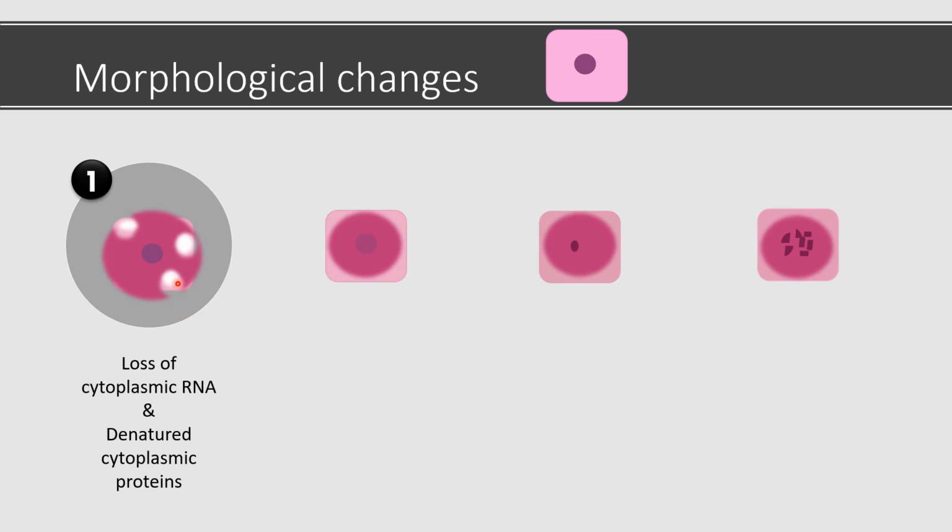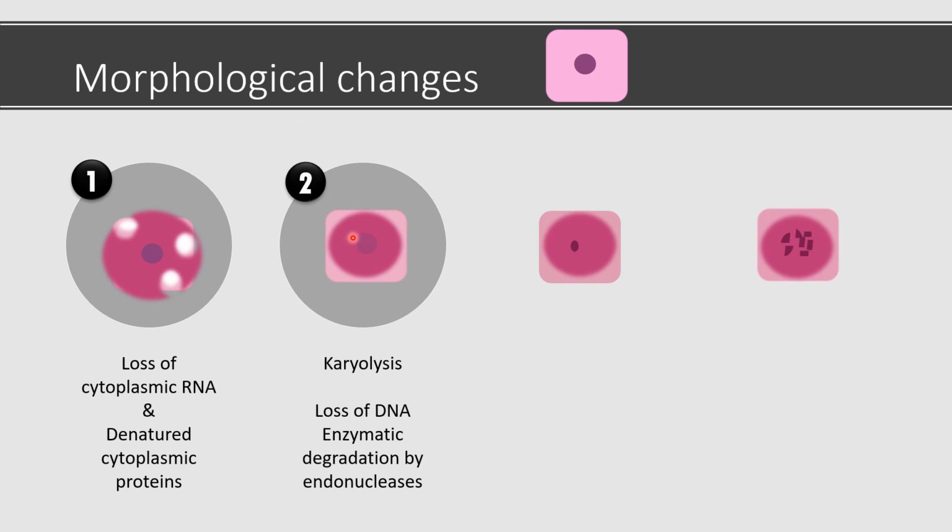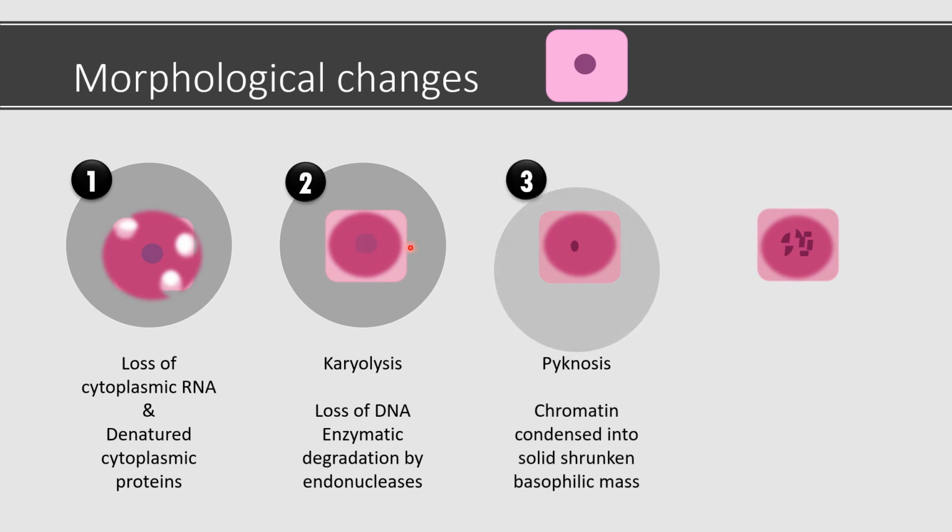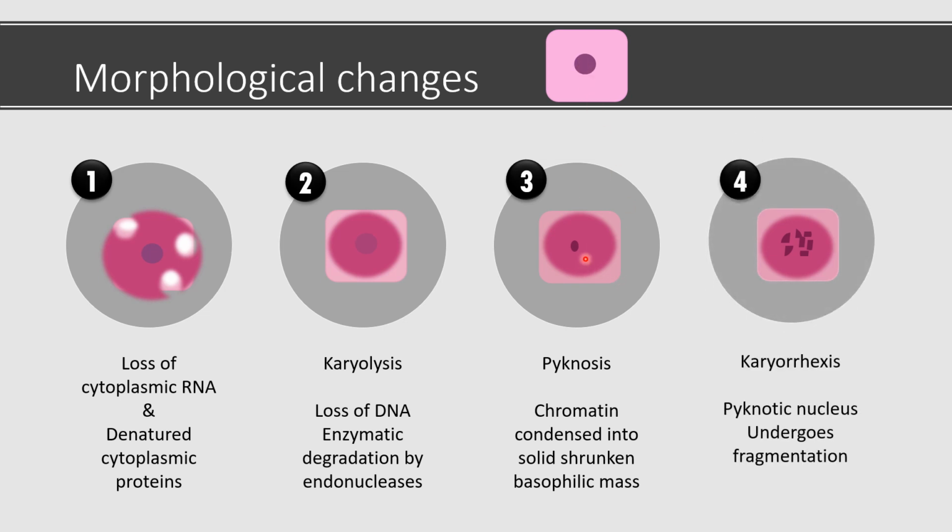Next, we see the nuclear changes that can happen in one of the following patterns. Karyolysis is the term used for fading of basophilia in chromatin. This is due to the loss of DNA as a result of enzymatic degradation by endonucleases. The second nuclear pattern is pycnosis, which means that there is nucleus shrinkage and increased basophilia. The third nuclear pattern is karyorrhexis, where pycnotic nucleus undergoes fragmentation.